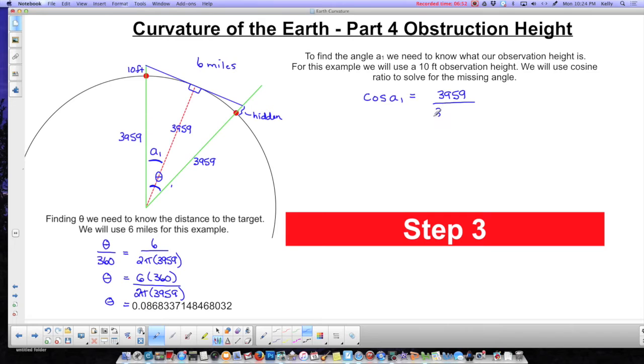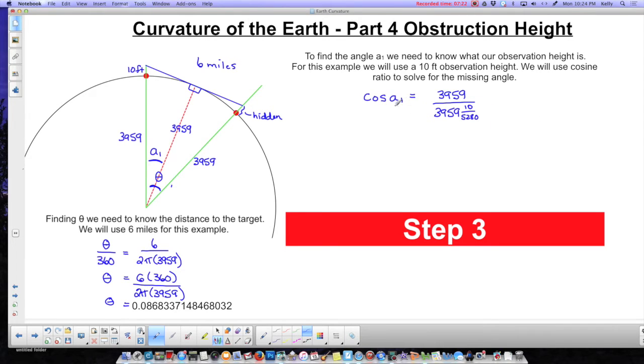Now that's going to be 3959 and 10 over 5,280. That's the fraction of a mile that 10 feet is. There are 5,280 feet in a mile, and we have 10 of those. So we have to make sure that we put this in miles. And that's what I've done there.